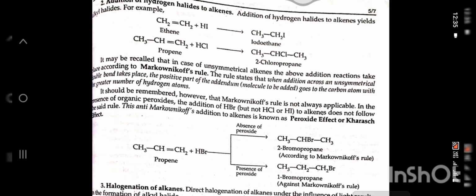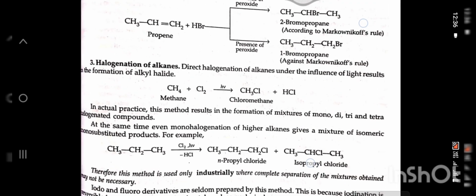It should be remembered, however, that the Markovnikov rule is not always applicable. In the presence of organic peroxides, the addition of HBr, but not HCl or HI, only HBr, to alkenes does not follow the said rule. This anti-Markovnikov addition to alkenes is known as the peroxide effect or Kharasch effect. Propene plus HBr in the presence of peroxide gives 1-bromopropane, against the Markovnikov rule, and in the absence of peroxide gives 2-bromopropane, which follows the Markovnikov rule.